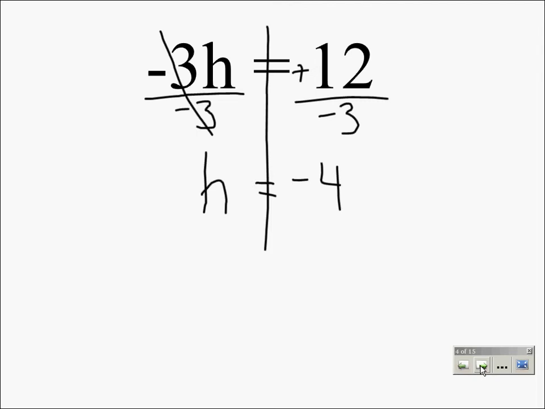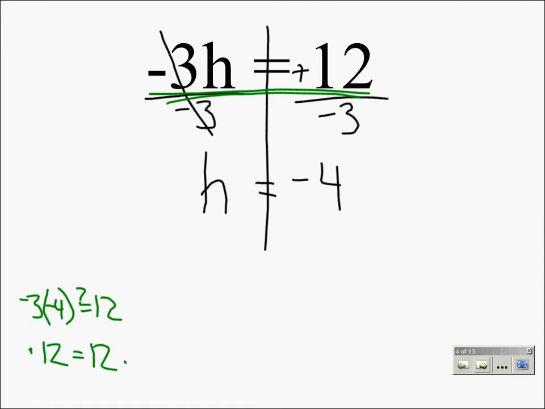Again, if we want to make sure that's true, we know h equals negative 4. So they're the same thing. I'm going to rewrite this equation, but just using negative 4 in the h spot. Negative 3, negative 4. We wonder if that equals 12. No sign in the middle, so that means I'm multiplying. A negative 3 times a negative 4. I'm going to go 3 times 4 first, which gives me 12. And a negative times a negative is a positive. So 12 equals 12. Checks out. We had the right answer.